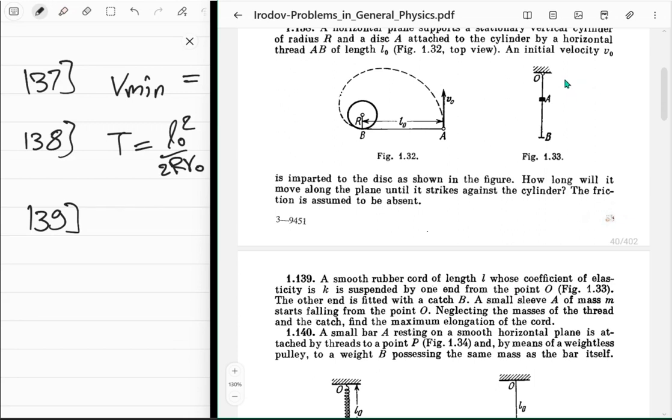But isn't there supposed to be friction, and isn't that why it's not doing anything? Okay, what is this? A small sleeve A of mass M starts falling from point O. Is this not attached to it? Because only then can I figure out anything. I don't know what the friction in it is, or what force is trying to resist this. Because if there's no friction, it will just fall down like that.